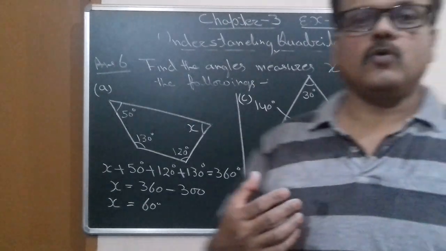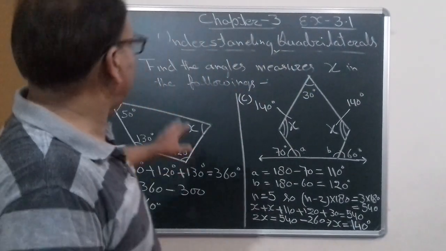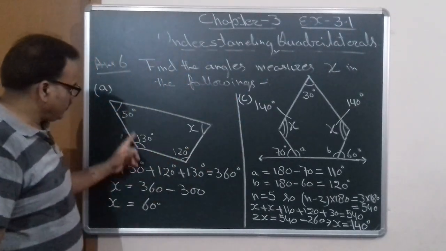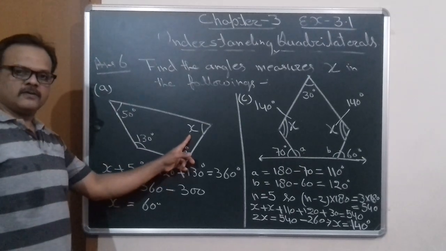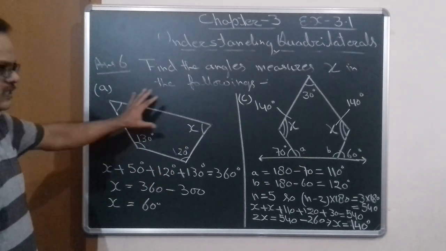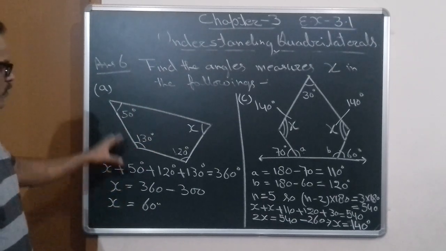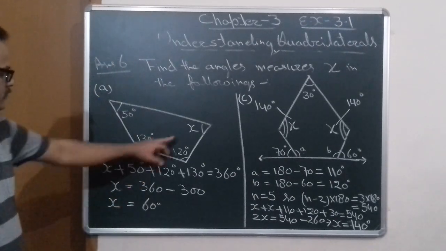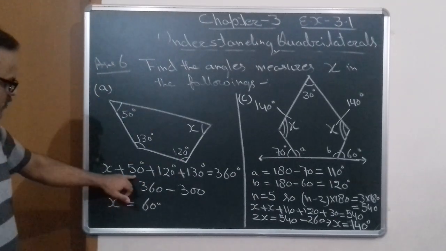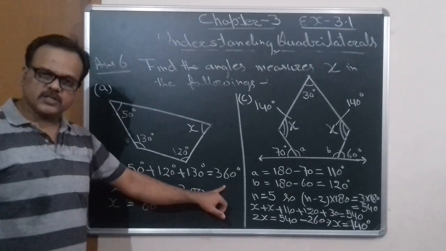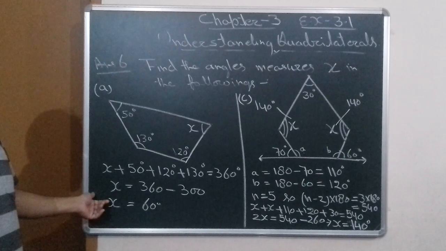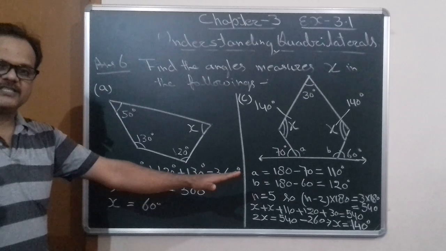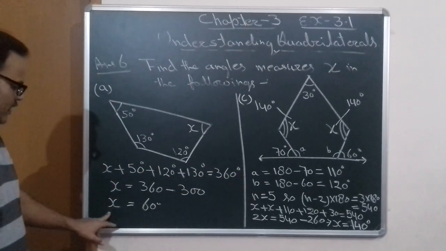Now student, question number 6, and you have to find the angle measure x in the following. Here 3 angles are given, you have to find out x. Clear? The picture shows that it is a quadrilateral, and we know that the sum of all the angles of any quadrilateral is equal to 360. So x plus 50 plus 120 plus 130 is equal to 360. So find the value of x. Just add all these 3, take it to the right hand side and subtract, and you get the answer. So x is equal to 60.